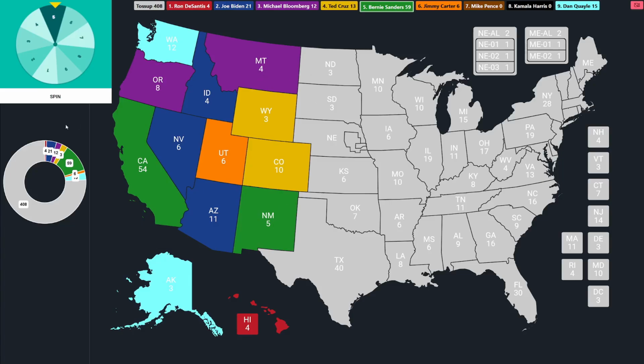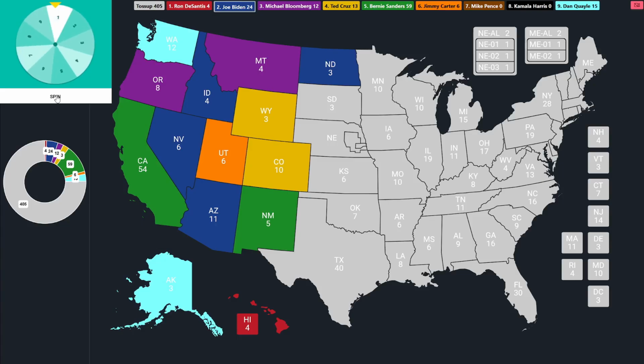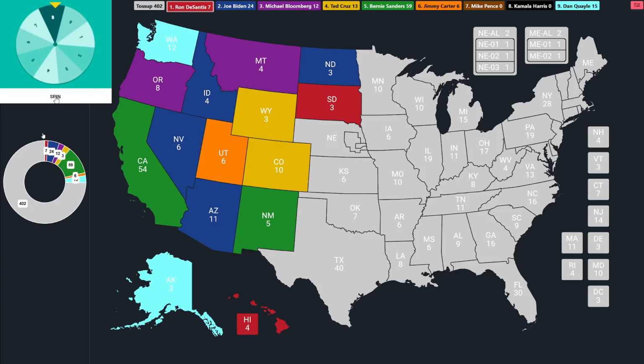Next state, North Dakota. 3 votes for number 2. Biden, he's got another one. How about South Dakota? This is coming to number 1, Ron DeSantis. How about Nebraska at large? Couple of votes here for number 8. That is somebody new. That's going to be Kamala Harris. She's on the map with 2.